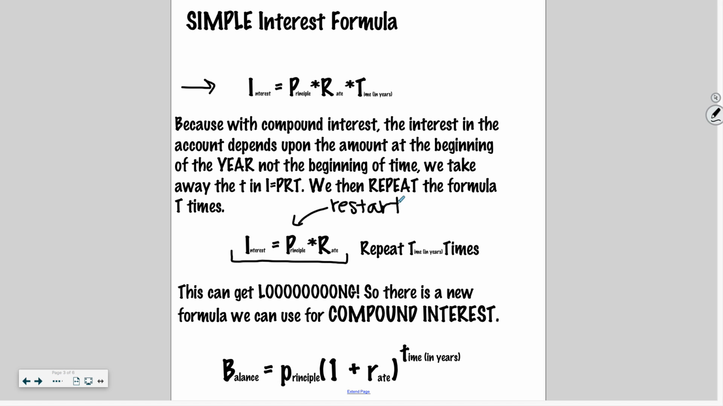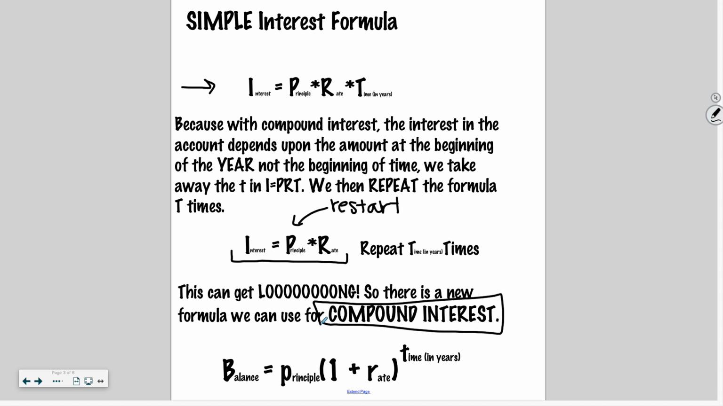And I'll do some examples for you, so don't get too overwhelmed right now. But this can get super long, because what if I want to know how much there is after 25 years? We would have to do that formula 25 times. That's a lot of opportunity for error, and that's a lot of work that I don't want to do, and I don't think you want to do either. So there's a new formula that we can use for compound interest.